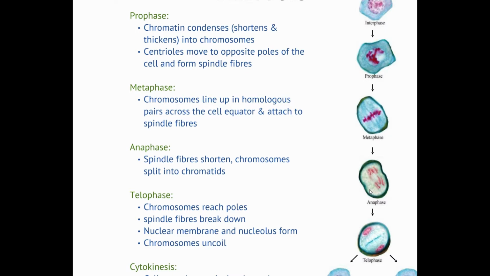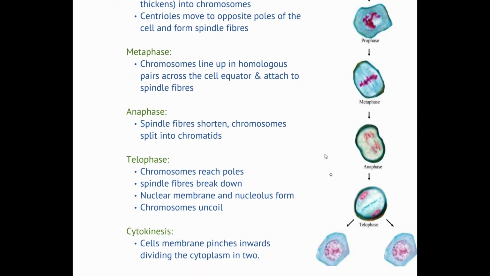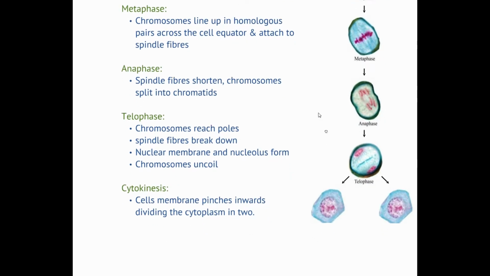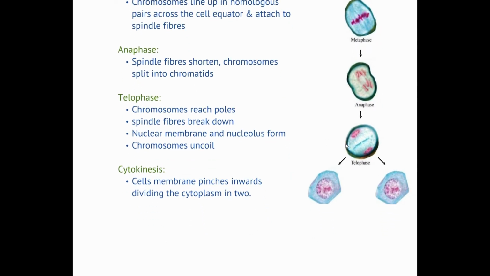And this basically separates the chromosomes into their chromatids, and it means that a copy of each chromosome, those chromatids, will end up at each end of the cell. So we then move into telophase, where the chromosomes have reached the poles now, and those spindle fibers start to break down, and a nuclear membrane starts to form around the chromosomes, and a nucleolus, a dense patch within that, starts to become apparent as well.